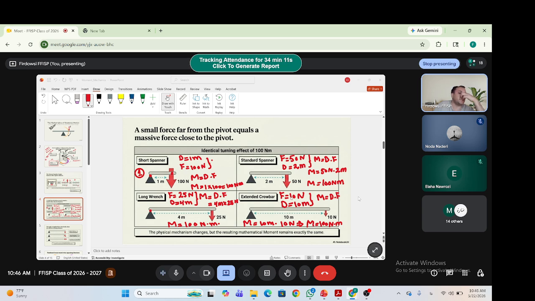If we have the same moment, now see, check the examples number 1, number 2, number 3, and number 4. By increasing the amount of distance, which types of changes came into the force?